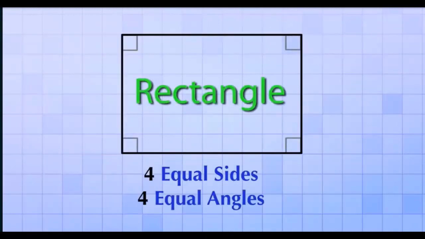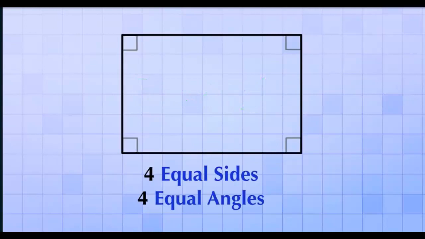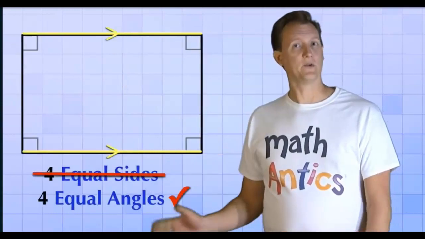A rectangle is a quadrilateral that still has 4 equal angles. Notice that when we stretch the square, the angles didn't change at all. But it does not have 4 equal sides. Again, notice that just like a square, a rectangle is made from 2 pairs of parallel sides. Alright, so that's a rectangle.